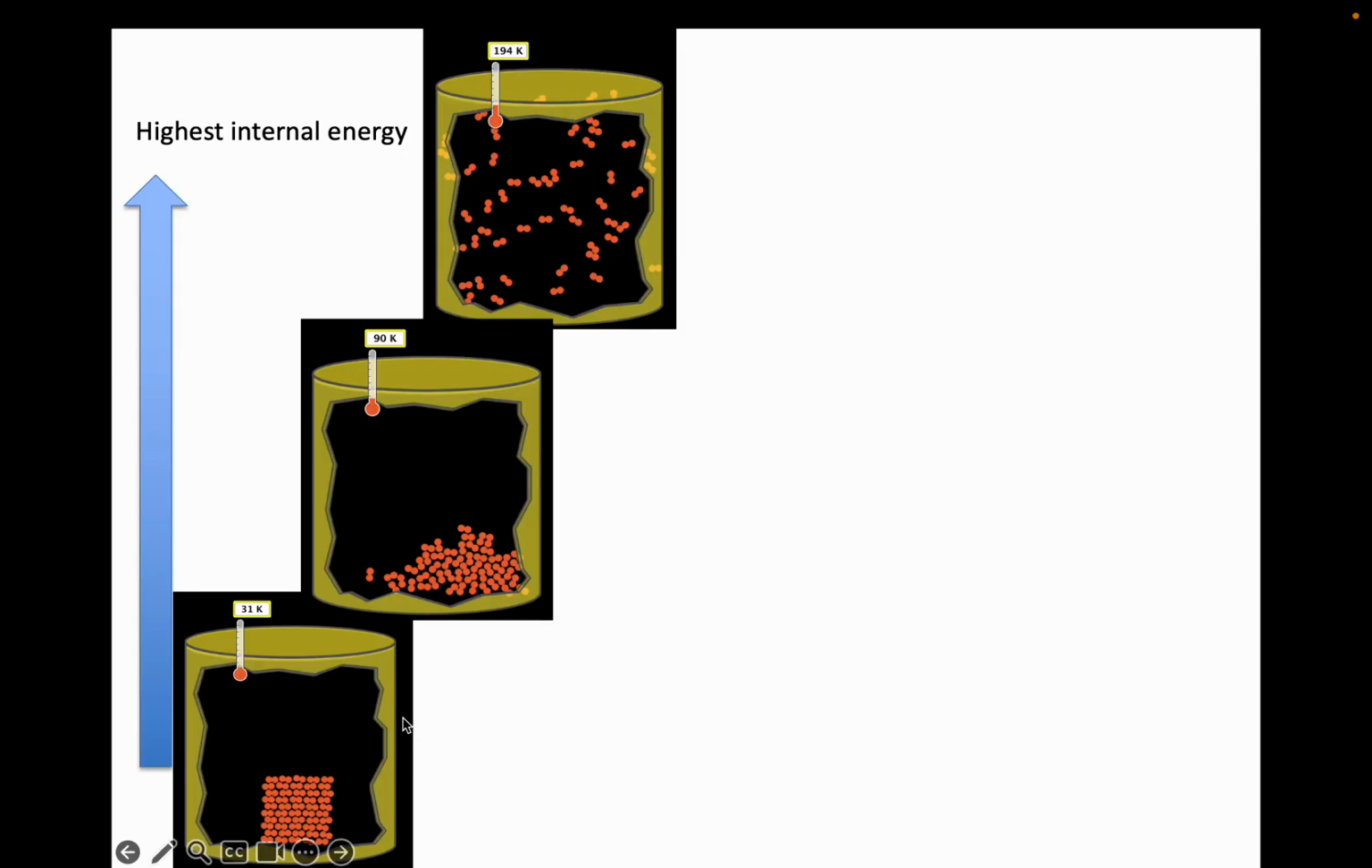So I would rank the solid below the liquid, below the gas. This has the lowest potential energy. This has the highest potential energy. And if I were to look at the temperature, the thermometer is going up as well. So the gas at the top here, highest internal energy. The solid, the lowest internal energy.